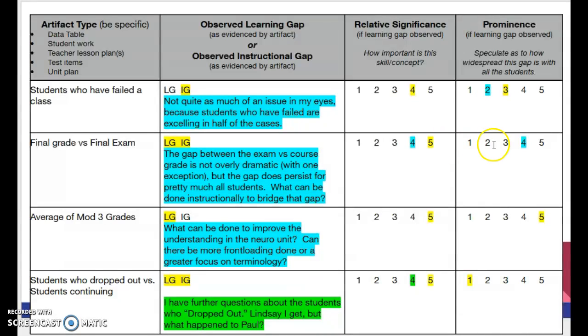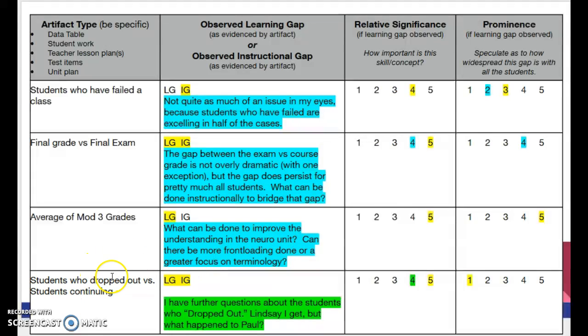And the prominence, we all three put 4. So, the third artifact, average of Mod 3 grades, I put that as a learning gap, so it seems like everyone's kind of around the same area, and everyone is passing that attempts Mod 3, so I put that as a learning gap, relatively high in a significant range, and the prominence is overall with all the students.